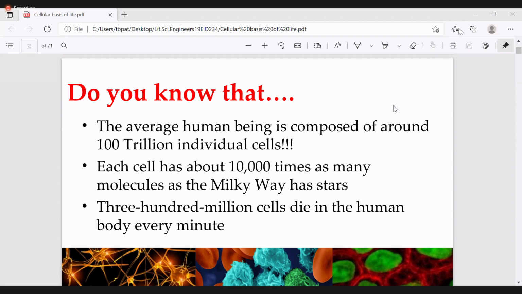This is another thing. And 300 million cells. You see here it is. This is an unknown factor: that many die in a human body every minute. In what way?